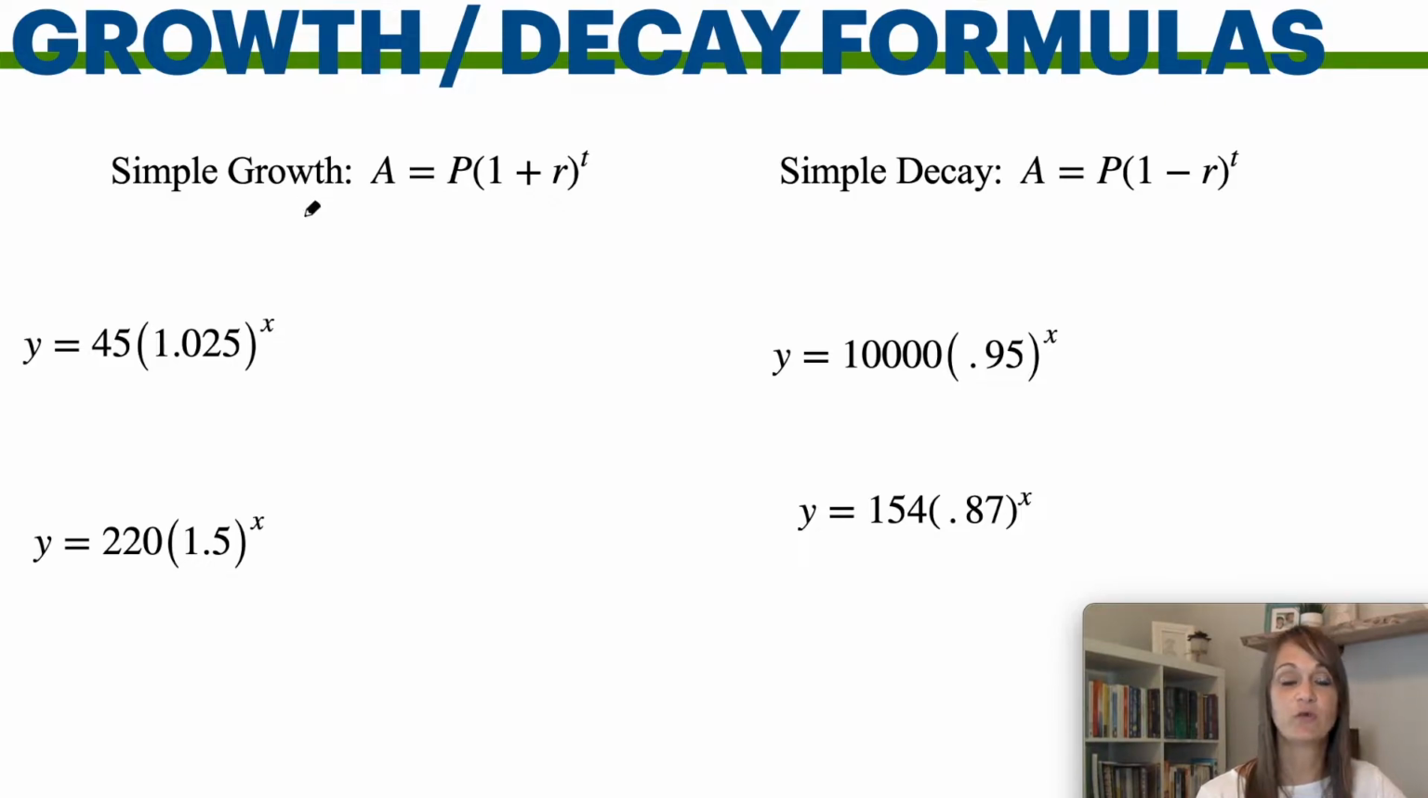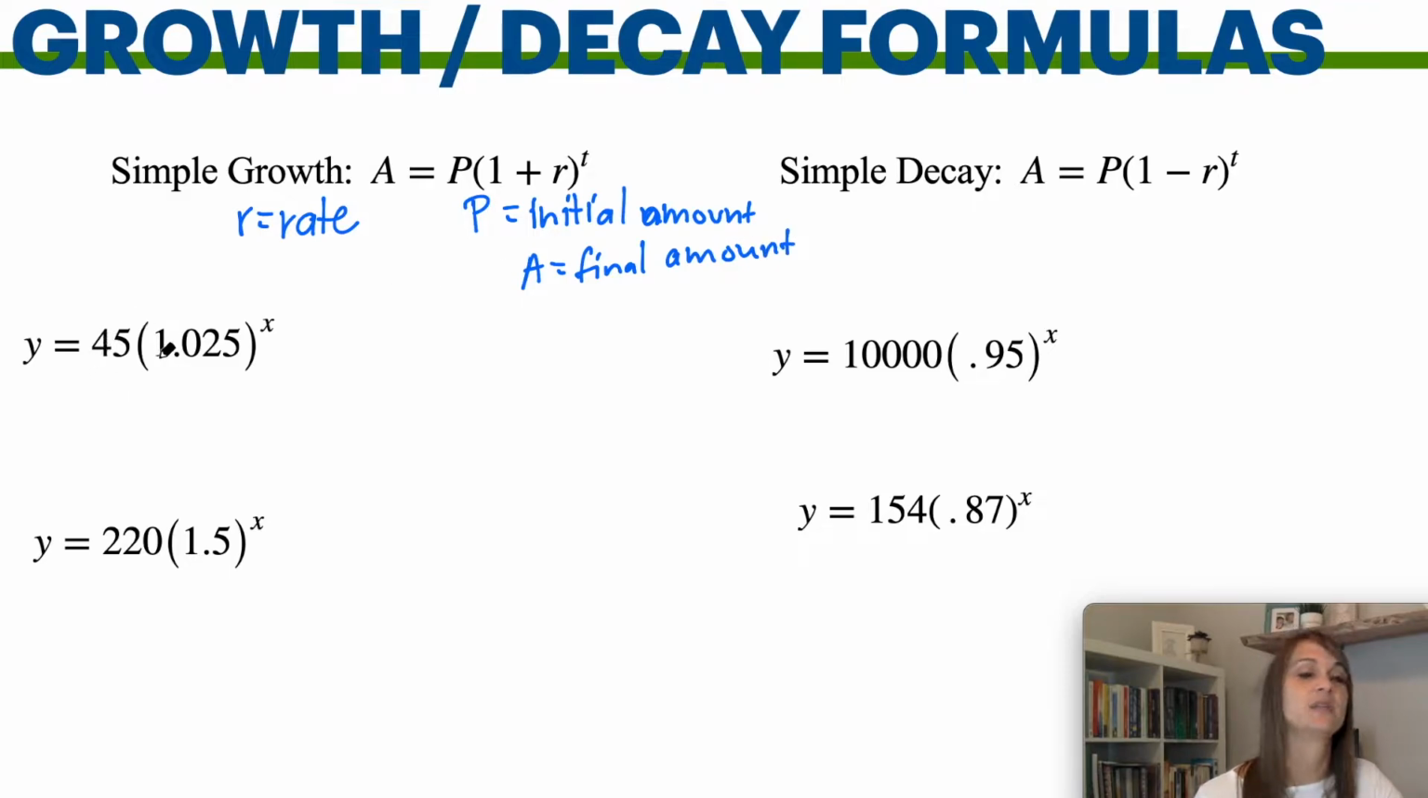Now here are the simple growth and simple decay formulas. r is the rate of growth or decay. Same thing here. P represents the initial amount, and A represents the final amount.